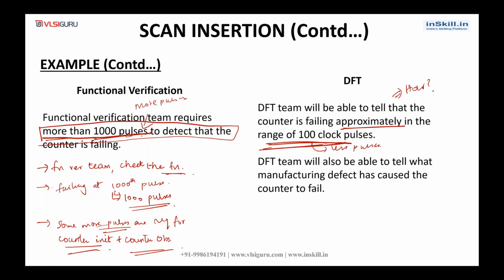This is why we go for scan insertion, in order to easily control and observe our circuit. Only because we can easily control and observe the circuit are we able to tell that the counter is failing in this small number of clock cycles. Additionally, the DFT team will also be able to tell what manufacturing defect has caused the counter to fail. So this is scan insertion.